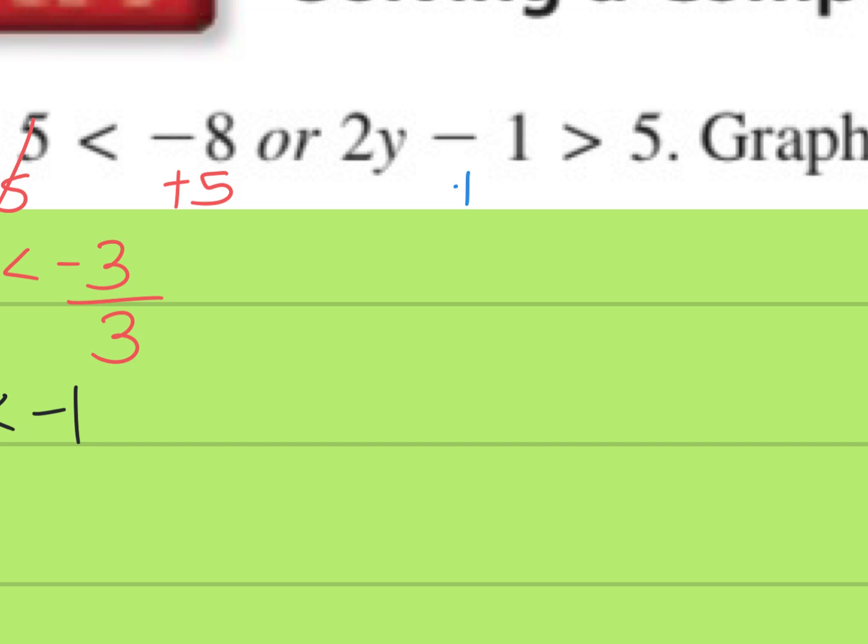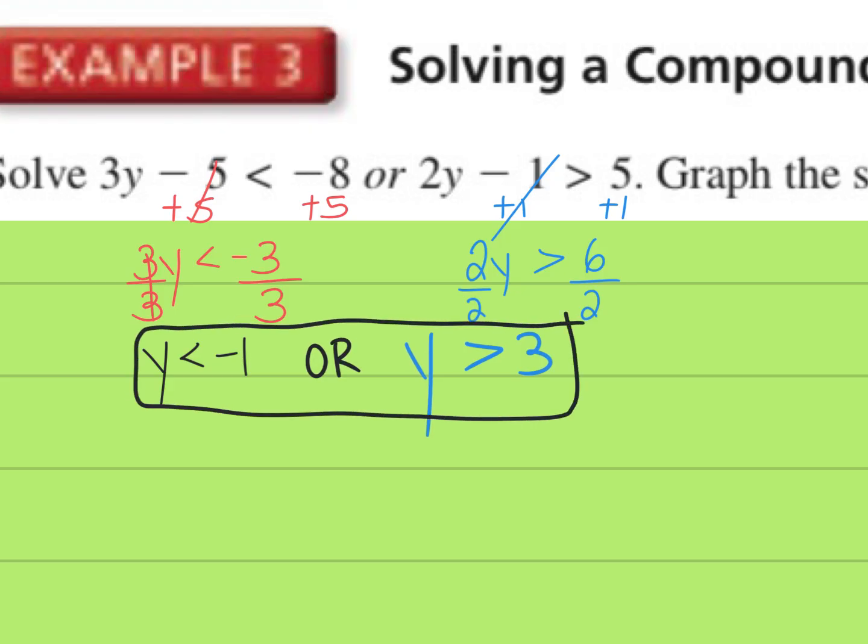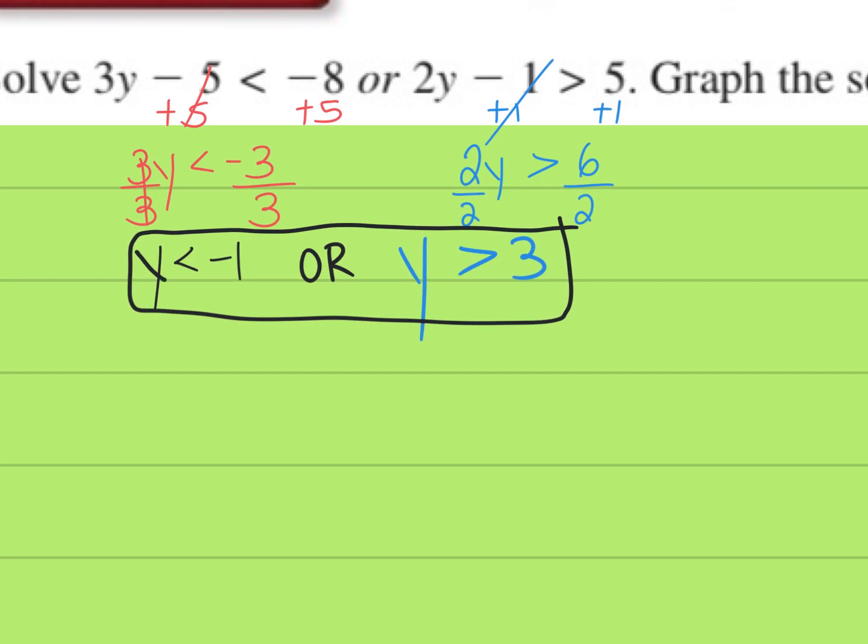So the first thing I'll do here is add 1 on both sides. I'm left with 2y is greater than 6. Divide by 2 on both sides, and I get y is greater than 3, and all you do is put the word or in the middle here. So you put these two together by writing the word or. So I have y is less than negative 1, or y is greater than 3.